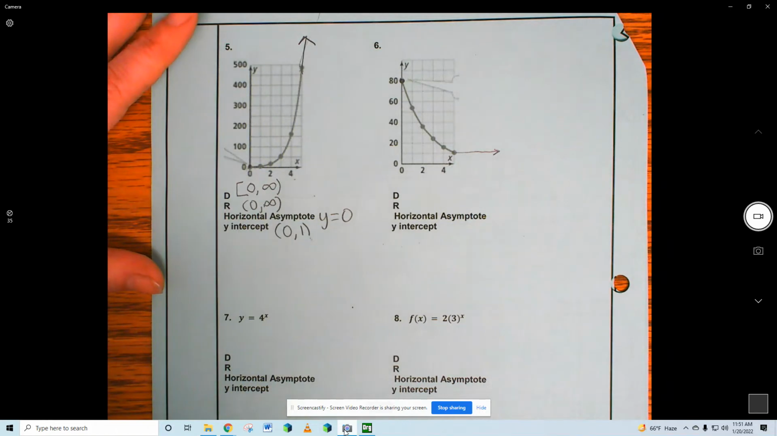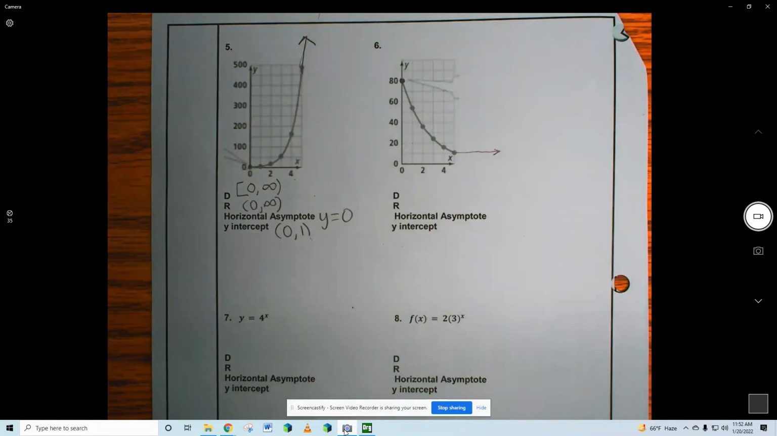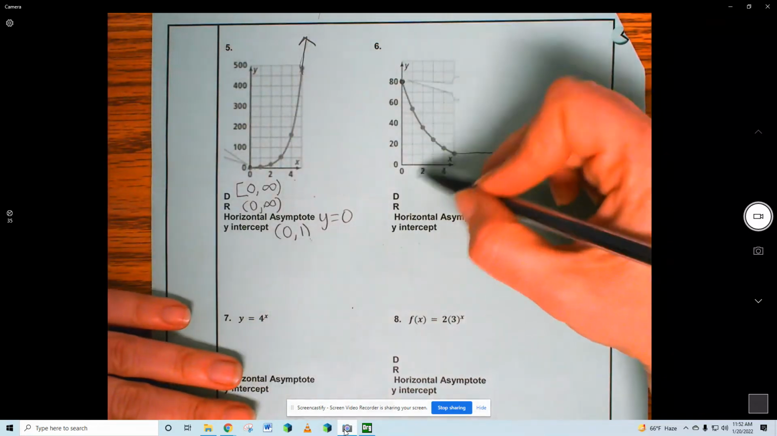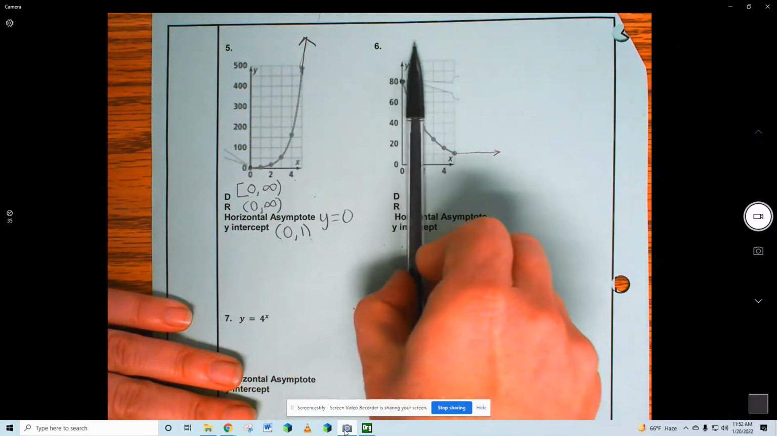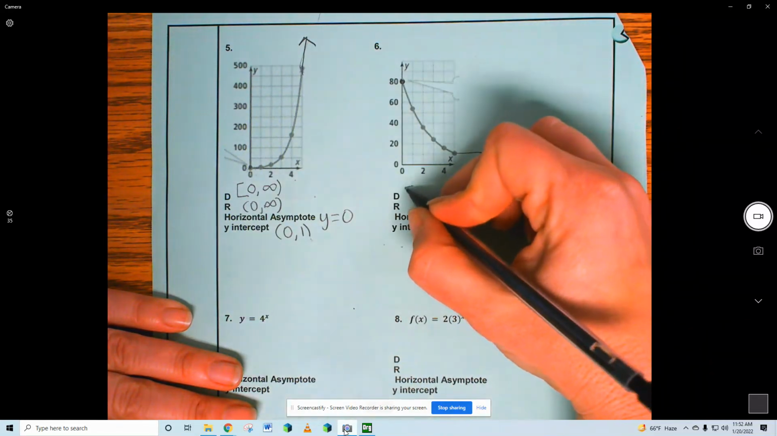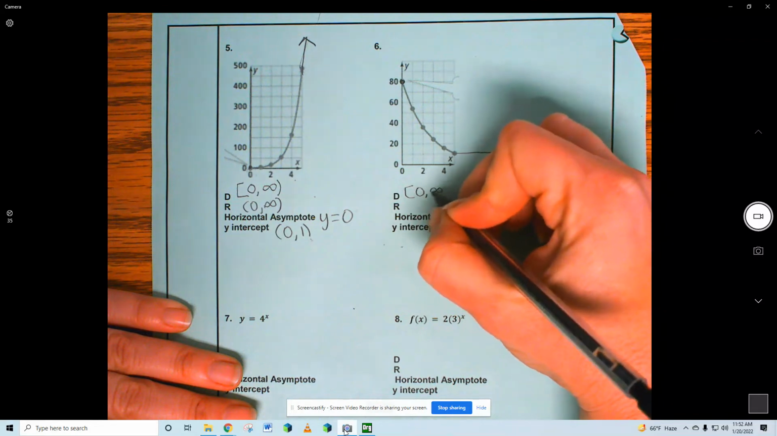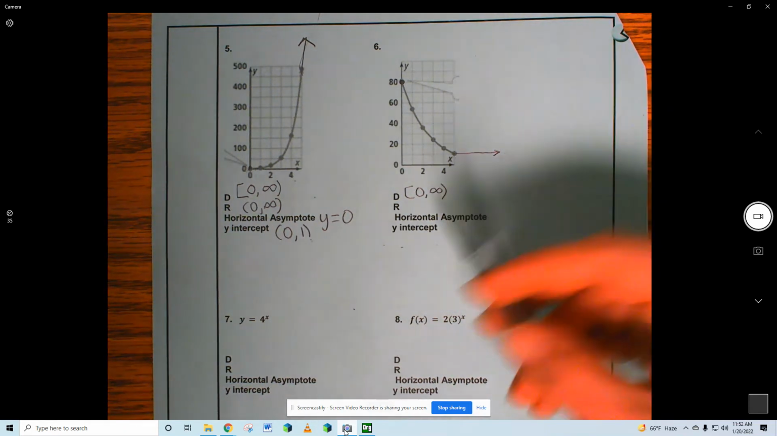Number 6. Domain, left to right. It starts at 0, and then it goes 1, 2, 3, 4, 5, 6, 7, 8, positive infinity. It touches 0, so I'm going to put 0, infinity. Range, low to high.